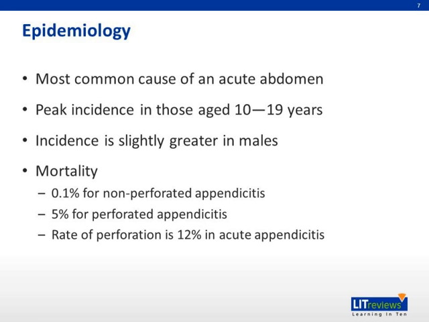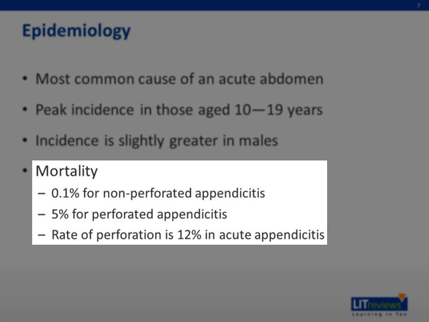Statistics vary depending on the institutions and countries where the data is gathered. Overall mortality is approximately 0.1% for non-perforated cases and 5% for perforated cases. The rate of perforation is 12% in the general population presenting with appendicitis. The rate of perforation is increased in infants and the elderly, most commonly because of their atypical presentation and late presentations, which correspond to a higher mortality rate.